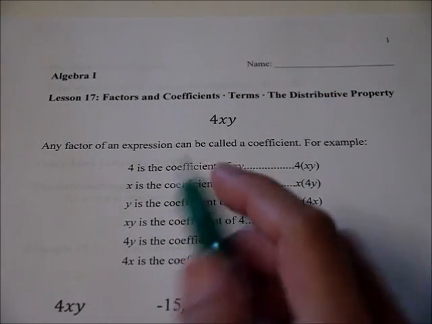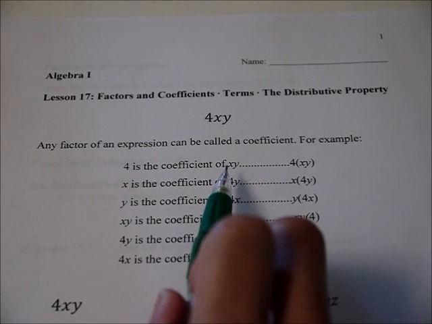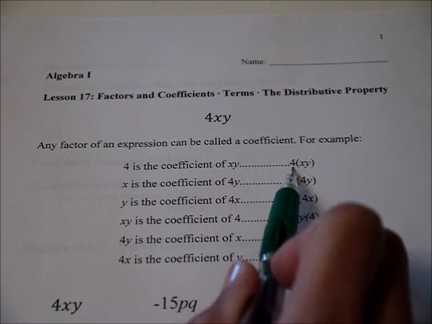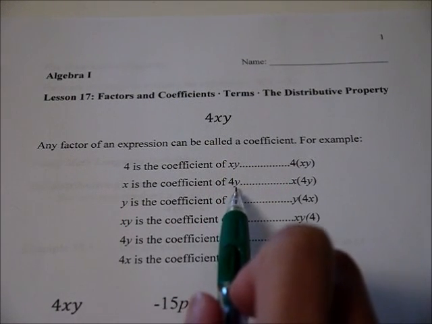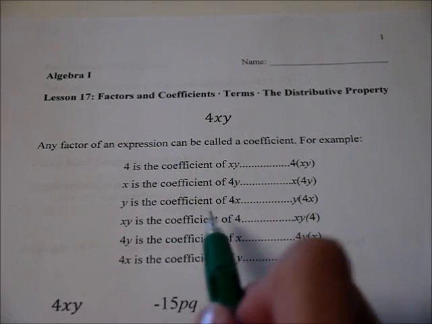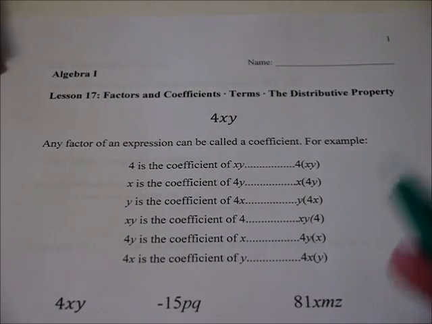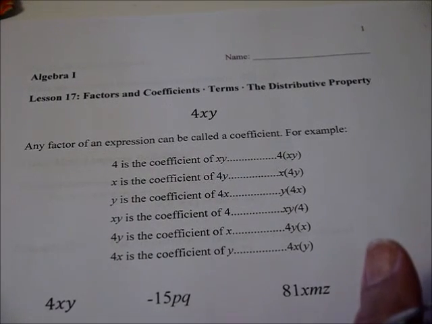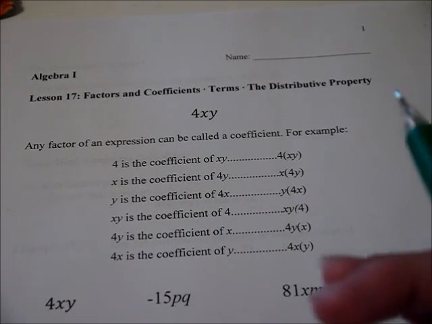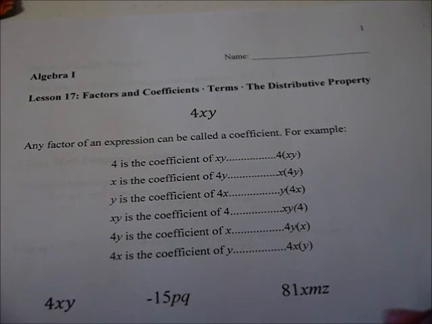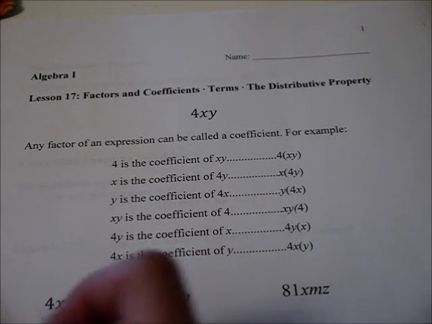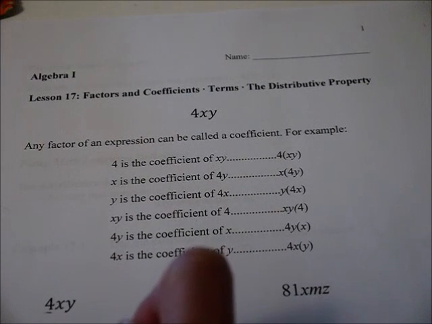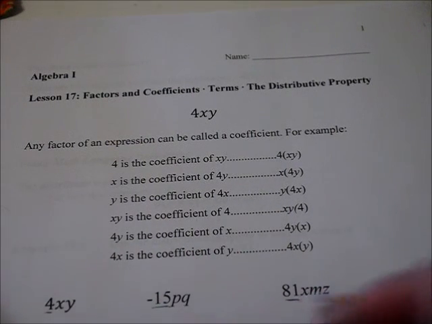So if you look at this, 4 is the coefficient of xy. See here, x is the coefficient, so we can rearrange them and say they're all coefficients of each other, basically. That's not really the biggest part, though. We're mostly going to use numbers. We're going to look at this: we've got 4xy, negative 15, and 81.